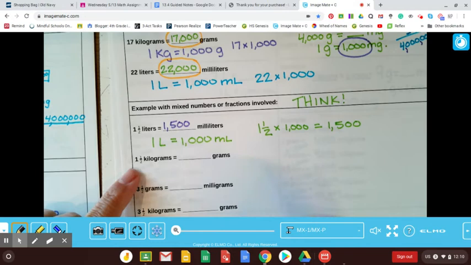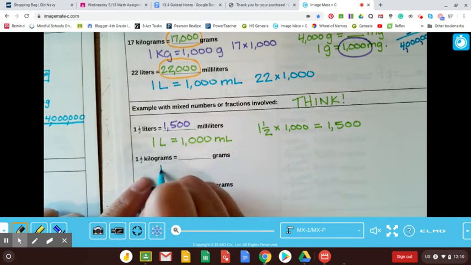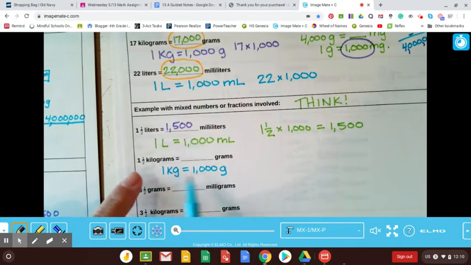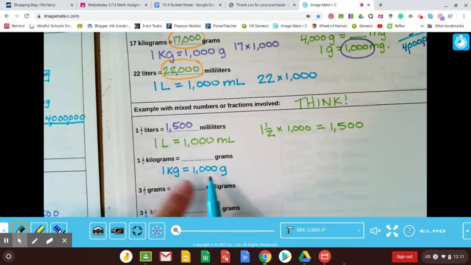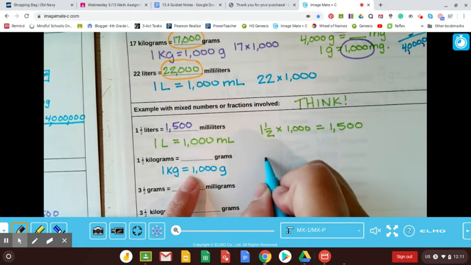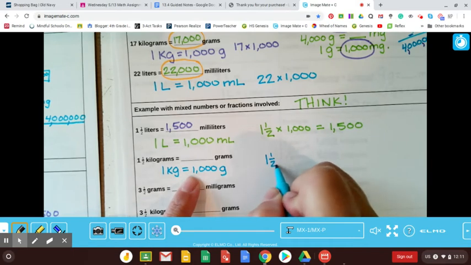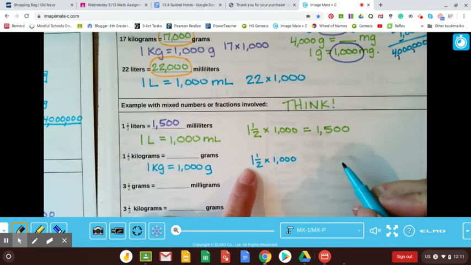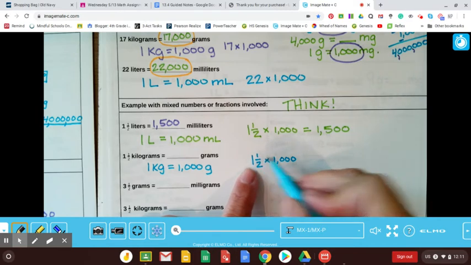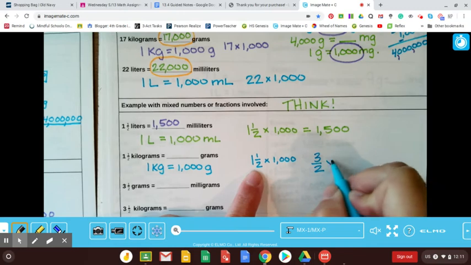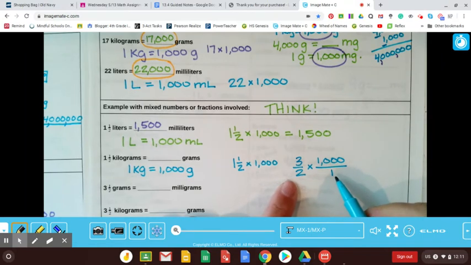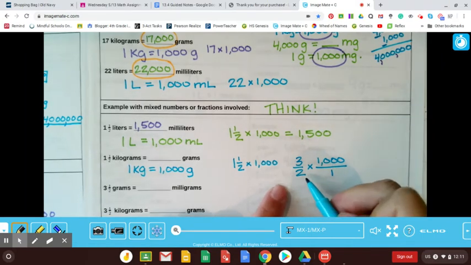We're going to try it again down here. So we have 1.5 kilograms equals how many grams? I know that 1 kilogram equals 1,000 grams. So I'm going to multiply, it ends up being the same, right? 1.5 times 1,000. But this time I'm going to show the math, instead of just thinking about it. 1.5 times 1,000. So I'm going to change our mixed number into an improper. 2 times 1 is 2, plus 1 is 3. So I have 3 halves times 1,000 over 1. If it's a whole number, then you better put a 1 under it.